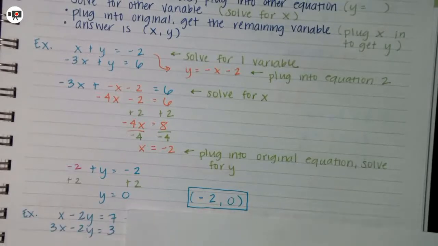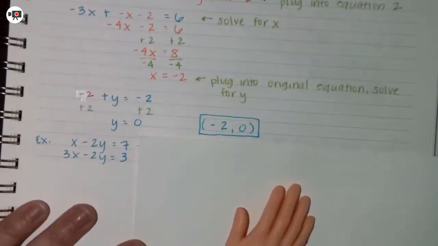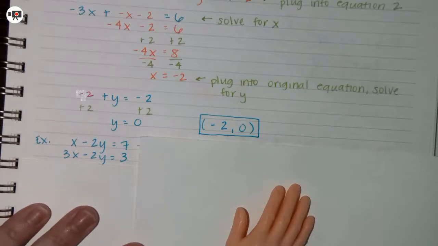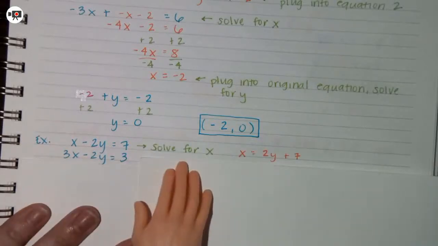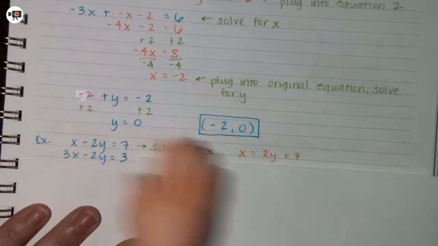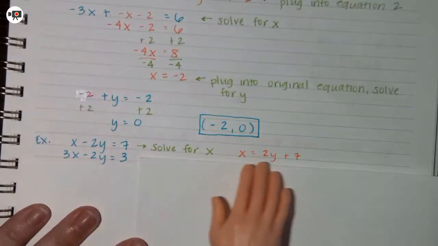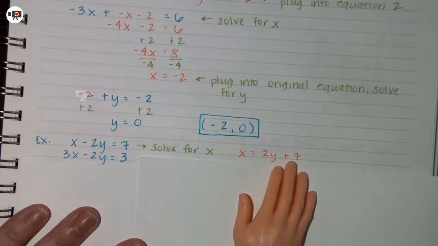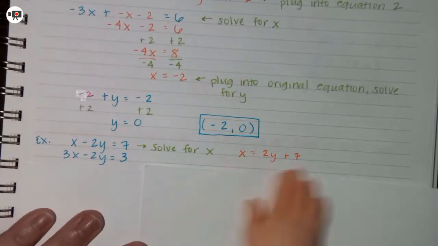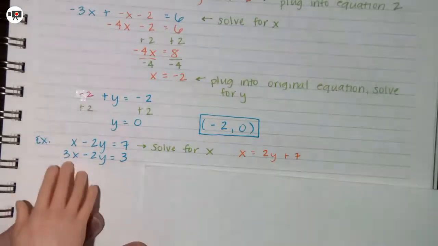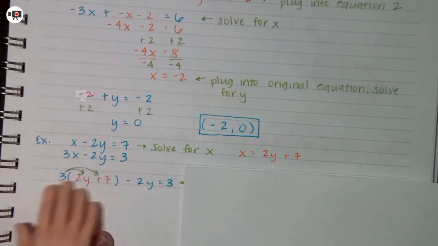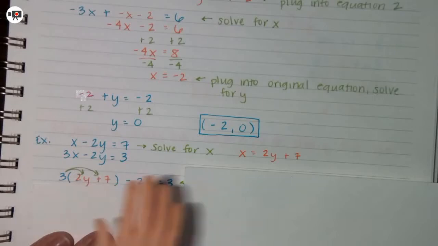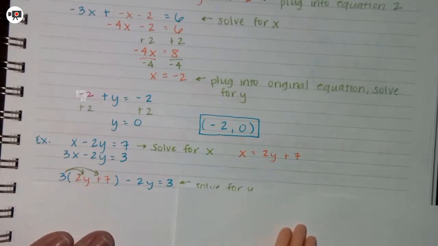Let's do another example. x minus 2y equals 7, and 3x minus 2y equals 3. I'm going to take equation 1 and solve for x. To do that, you add 2y to each side, so x equals 2y plus 7. I will plug this into where x is in equation 2. So I have 3 times 2y plus 7 minus 2y equals 3.